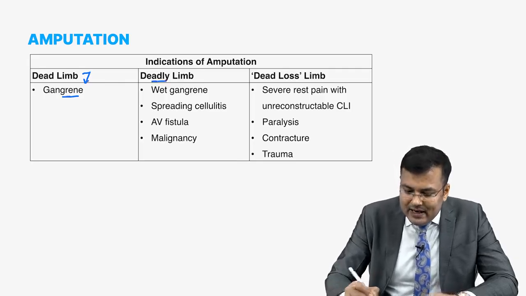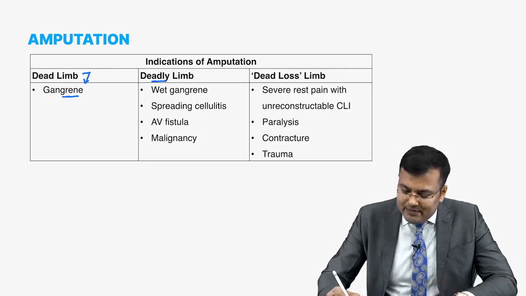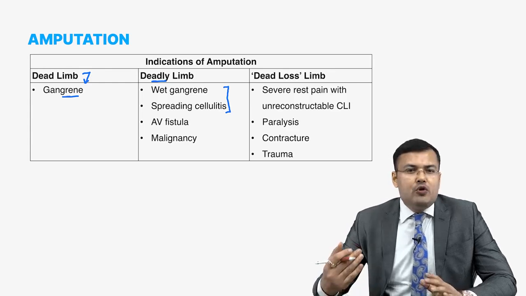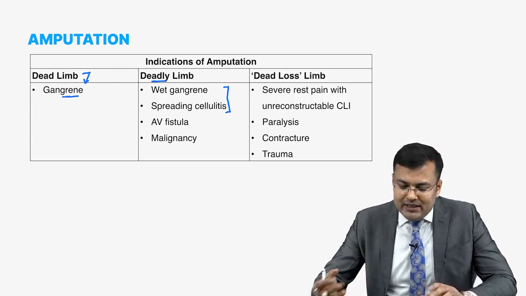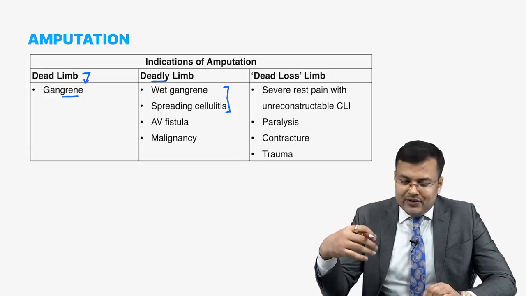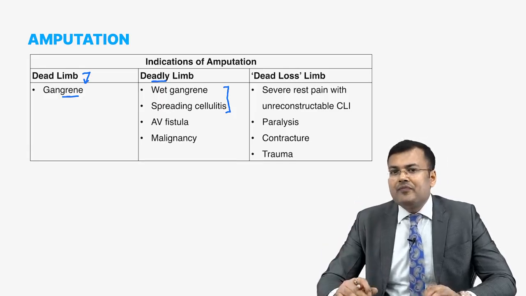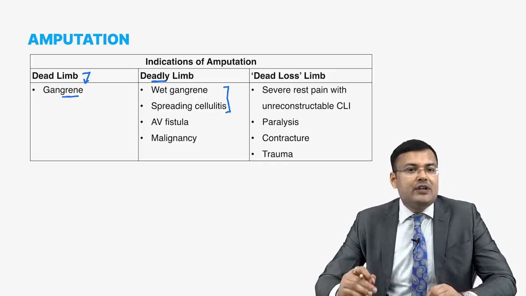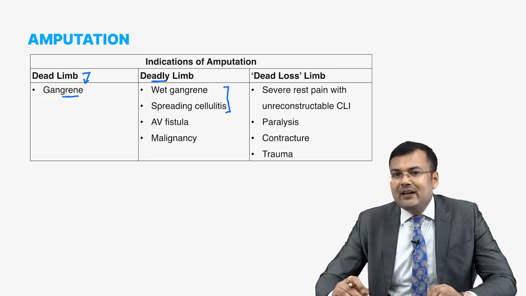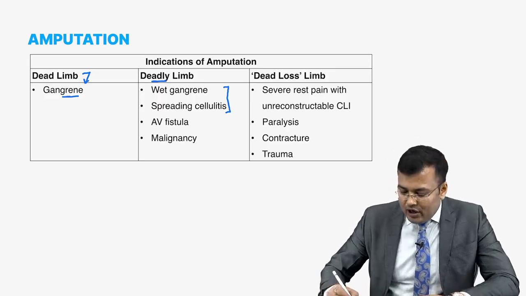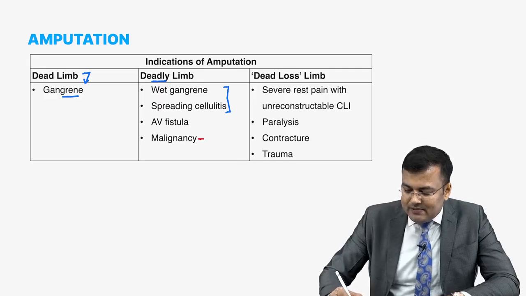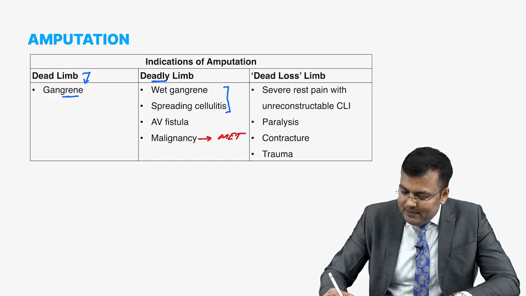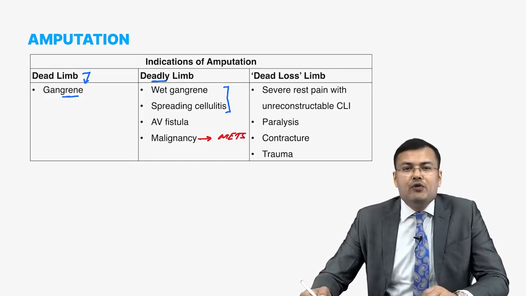If it's a deadly limb, imagine the patient has wet gangrene or spreading cellulitis. If you are not going for amputation, what will happen? The putrefaction as well as the infection can spread to the surrounding tissues. So the limb is deadly. The patient may have an AV fistula or malignancy. Because of this malignancy, what happens? It can lead to metastasis. So if the limb is deadly, in that case also we go for amputation.